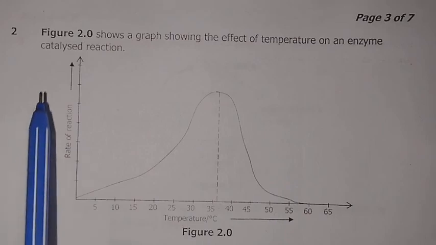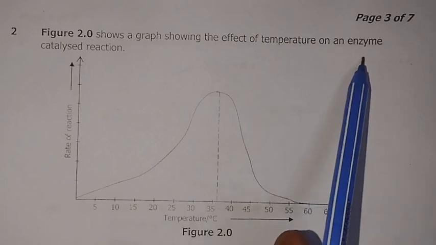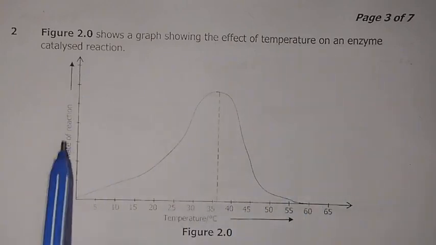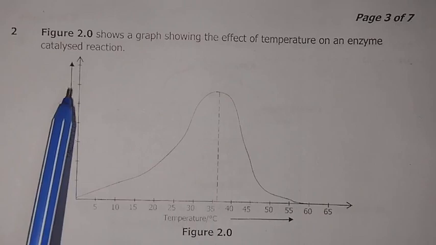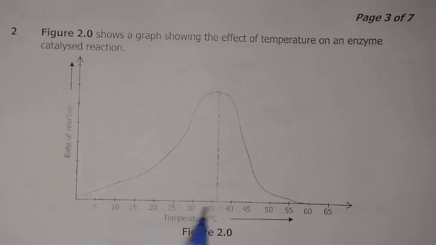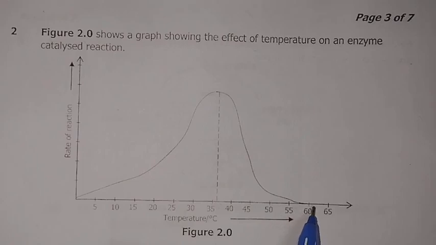Question 2 reads, figure 2.0 shows a graph showing the effect of temperature on an enzyme catalyzed reaction. So this is the graph that is showing the effects of temperature on an enzyme catalyzed reaction. Here we have rate of reaction, then here we have the temperature in degrees. You can see the temperature starting from 5 going up, then coming down to 60. All right, so let us look at the questions now.